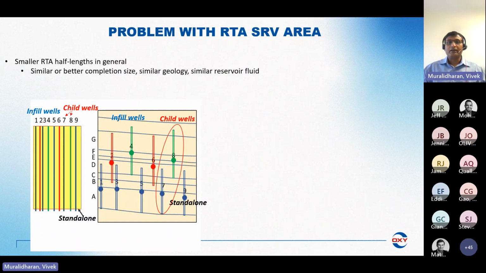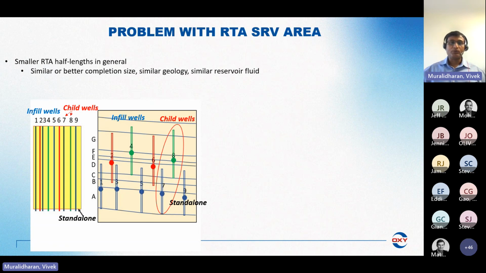So here I'm going to show you an example of a 9 wells per section DSU. We have a standalone well producing for 3 years, and after that we drilled 8 new wells. If you look at the geology, they are very similar within the same DSU, same reservoir fluid. The completion size is even better than the standalone. And we have captured several diagnostic tools here to understand the fracture height for different completion sizes.